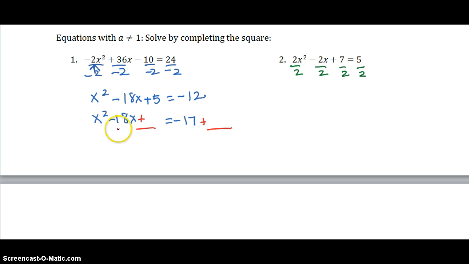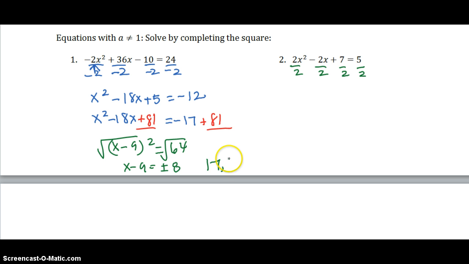So we're going to take half of the number in front of x. So half of 18 is 9, and 9 squared is 81. So I'm actually going to be adding 81 to both sides. So that results in x minus 9 squared equals 64. Take the square root of both sides, and x minus 9 equals plus or minus 8. So 9 plus 8 is 17, and 9 minus 8 is 1. So my roots are 17 and 1, and I'm doing some of that in my head, and the more you practice, the better you'll get at this also.